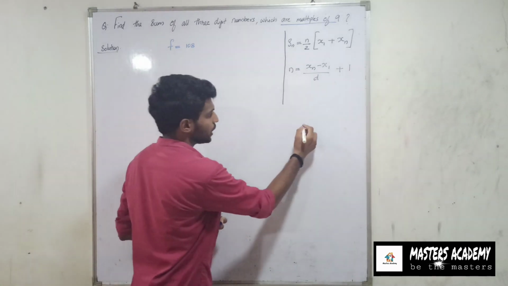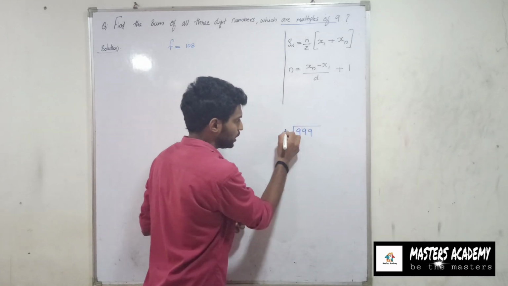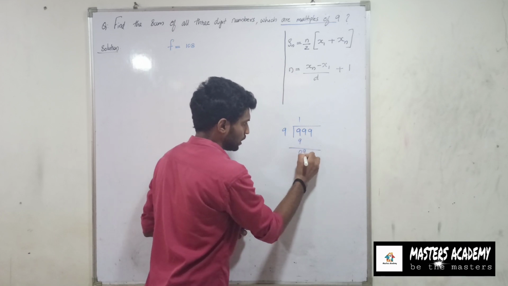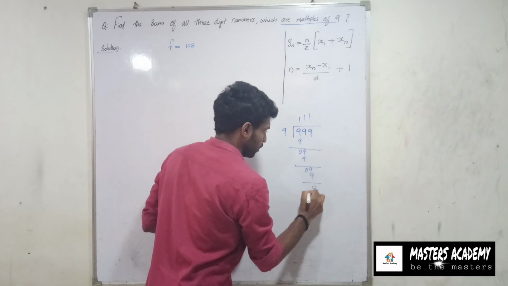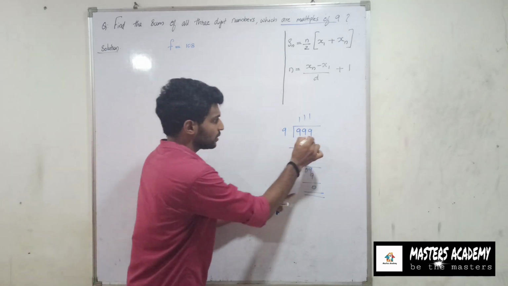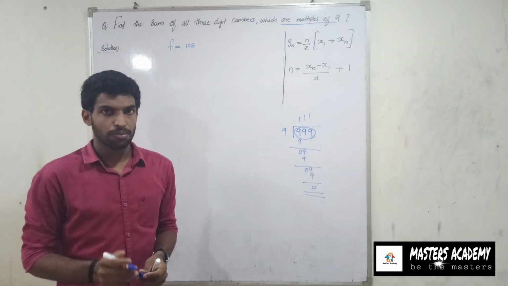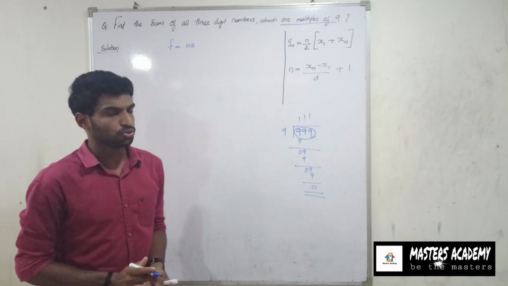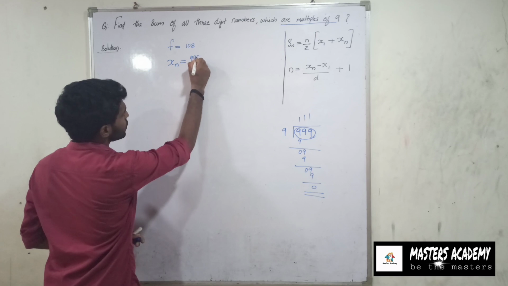As usual, first we have to take the last 3-digit number, that is 999, divided by 9. 1 times 9, 0, 9, again 1 times 9, 0, 9, 1 times 9, 0. Here in the first step itself the remainder becomes 0. So we can say that this is the last 3-digit number which is a multiple of 9, because in the first step itself the remainder becomes 0. Understood? So we can write the last term xn equal to 999.